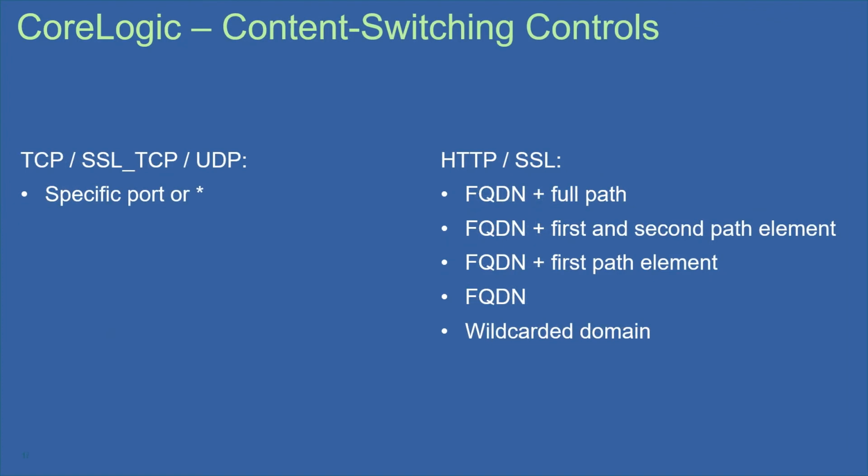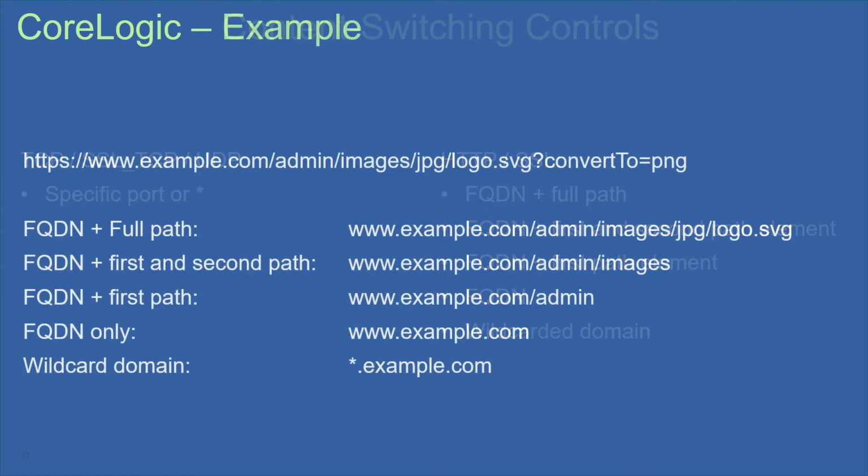In terms of content switching controls, we can direct traffic based on the destination port number for all layer 4 traffic types, such as TCP, SSL TCP, or UDP streams. For layer 7 traffic, such as HTTP and SSL, we have more options available. So let's take a look at an example.